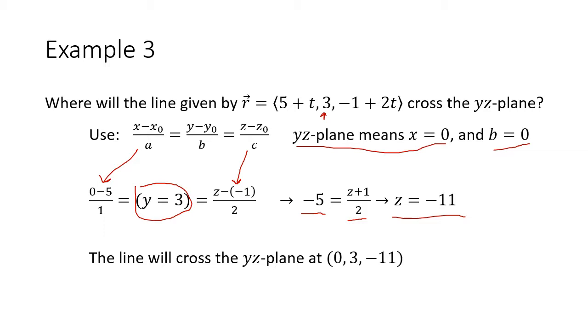And again, yz plane, so we know that x has got to be 0. We also know that for this particular line, my y component is always 3. So there's my 3. And then the last part was to solve for my z component using the symmetric equations.